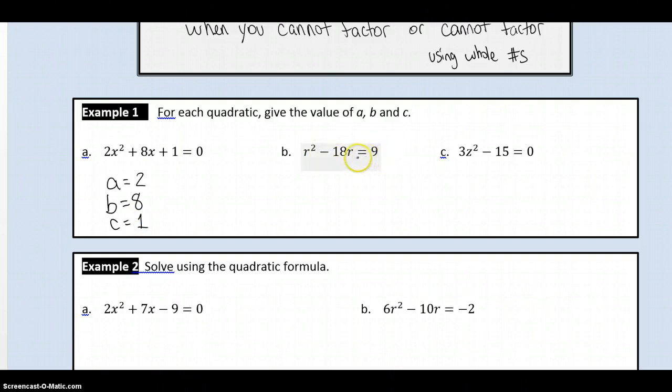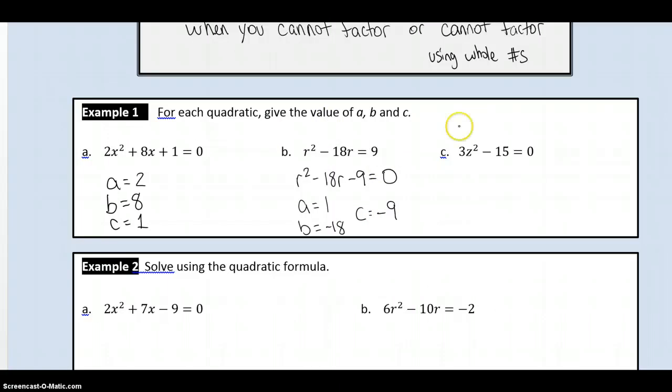So this one, you'll notice, is not set equal to 0. So first you might rewrite that, because when you take this 9 from this side to that side, you're subtracting 9, so that's going to be negative 9. And had you not written it in standard form, that may have caused you a problem. So A, coefficient of r squared, is positive 1. B is negative 18. And C is negative 9. So it's very important that you write it in standard form before you decide what your A, your B, and your C are.